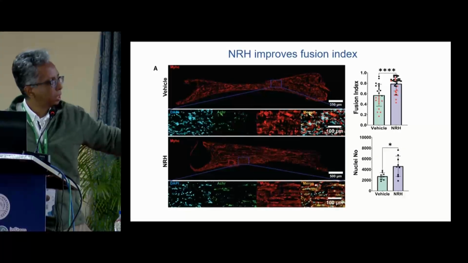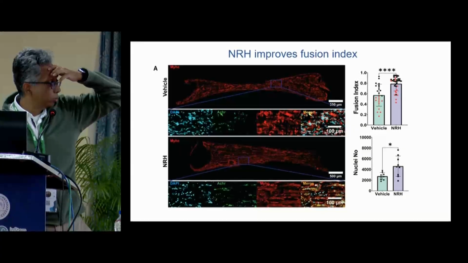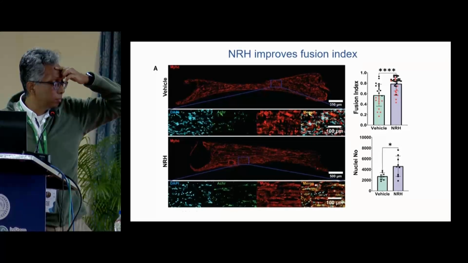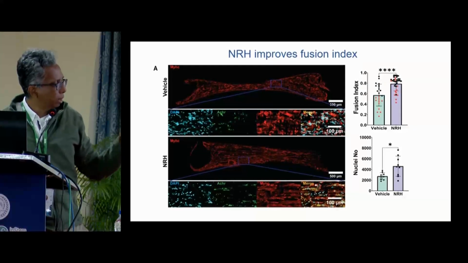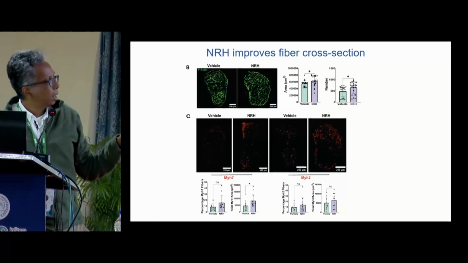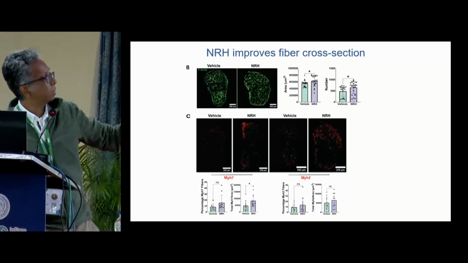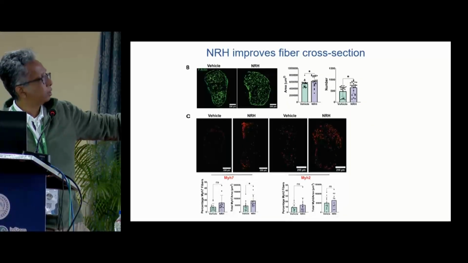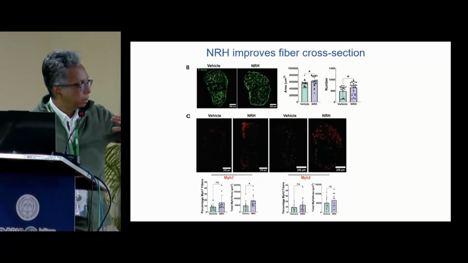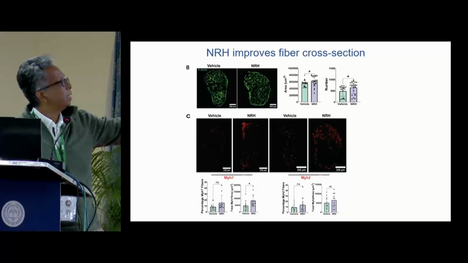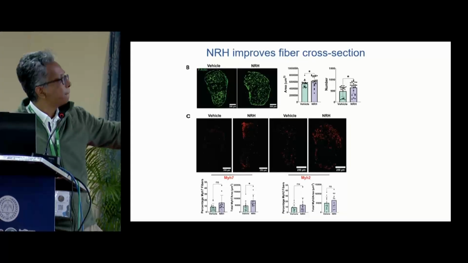Not a huge significant improvement in terms of the replication of myoblasts while this is happening, but that also could be a factor. We see very nicely that NRH can improve the fiber cross section. I had shown you some evidence of the cross-sectional area, and it does increase the cross-sectional area of the fibers.